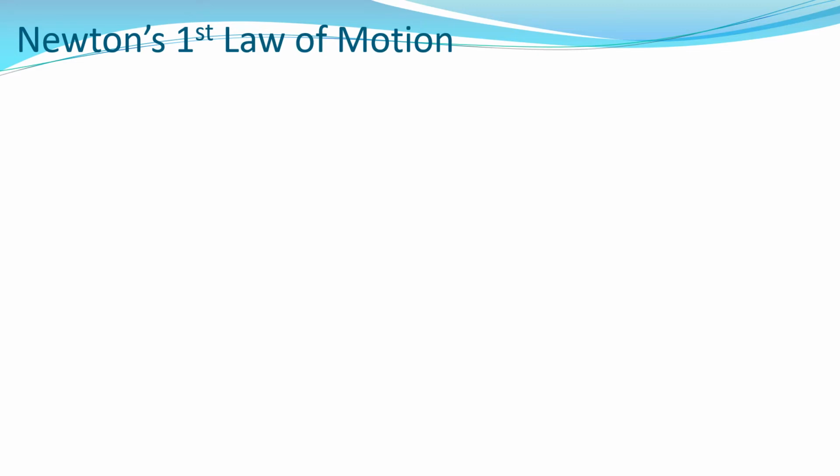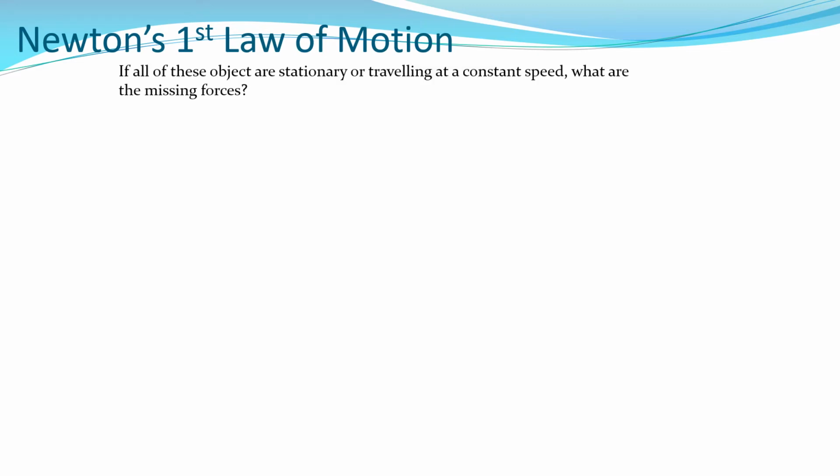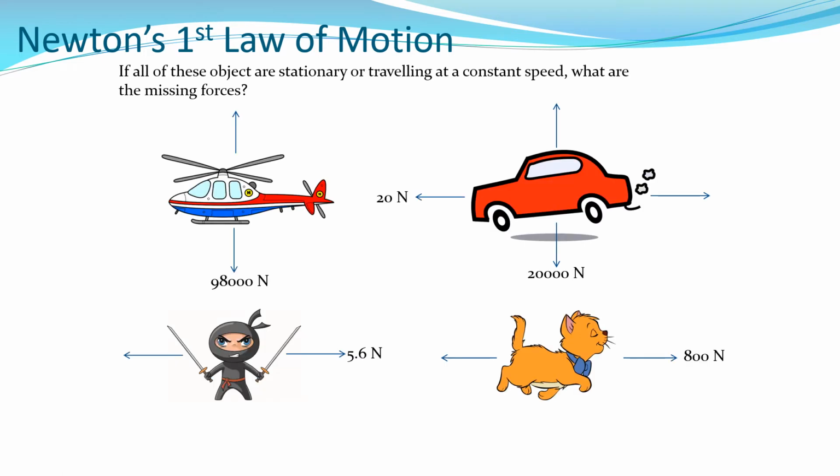So let's look in a bit more detail then at Newton's first law of motion, and we'll put some examples up here. So if all of these objects are stationary or traveling at a constant speed, what are the missing forces? The idea of there being no external force means the forces need to be balanced. So if there's a force pulling something in one direction, there has to be an equal force going in the opposite direction so that the net, the overall force on it, is 0. So let's look at these.